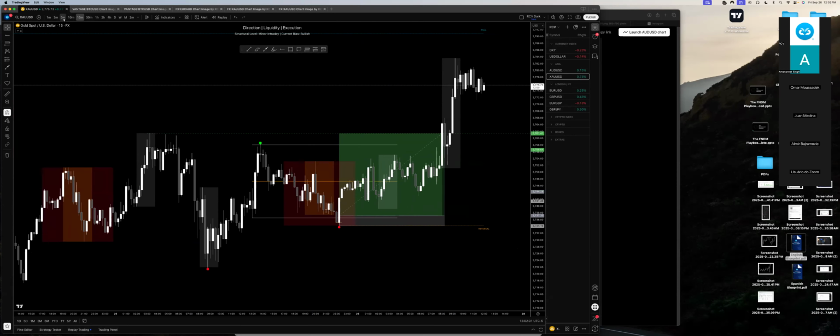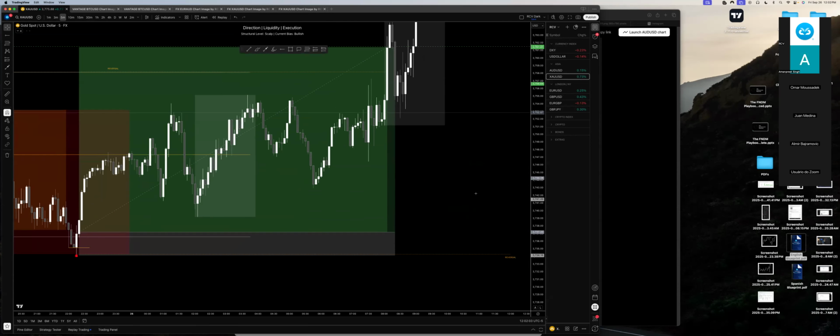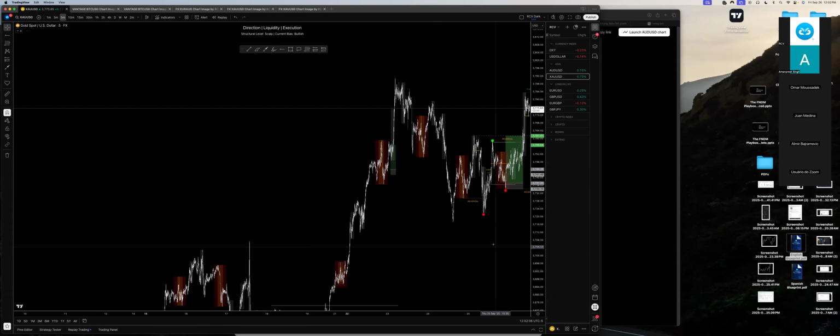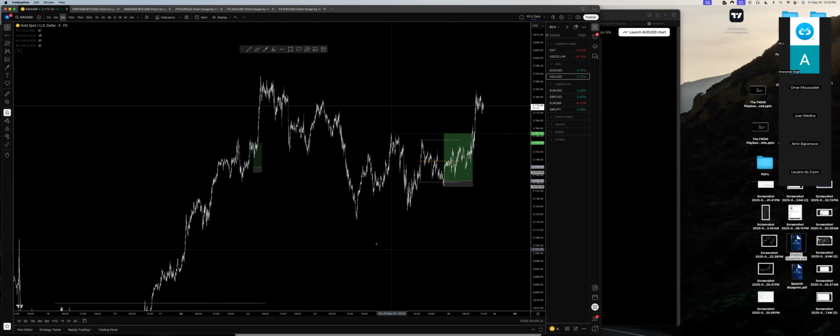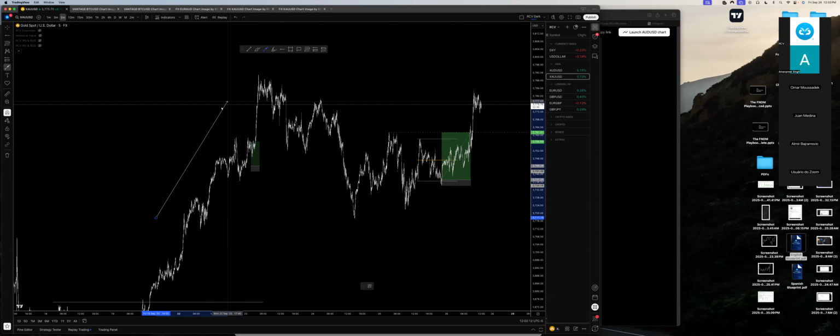But what I really liked about this setup, right, was the fact that we're obviously still bullish for one. Clearly we are bullish here, right? We do see this as a bullish impulse, and we do have a CBOS here.